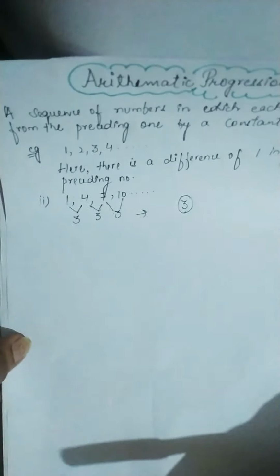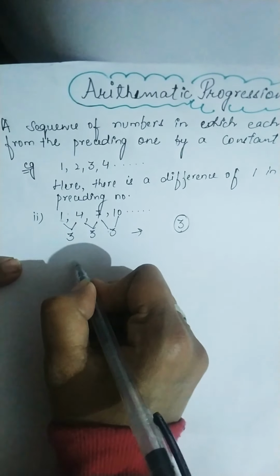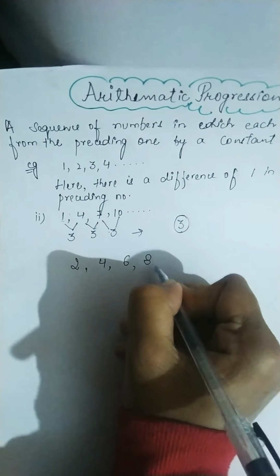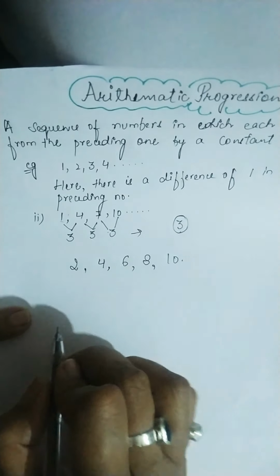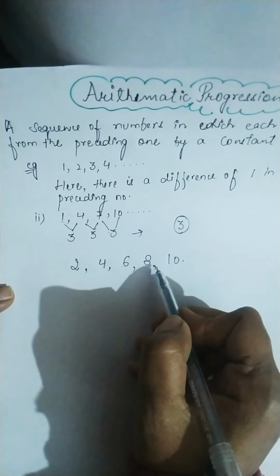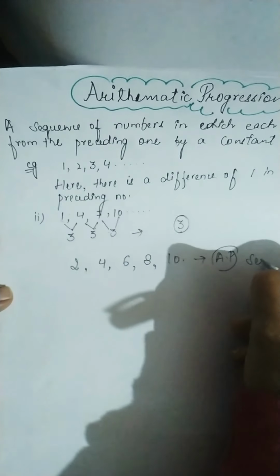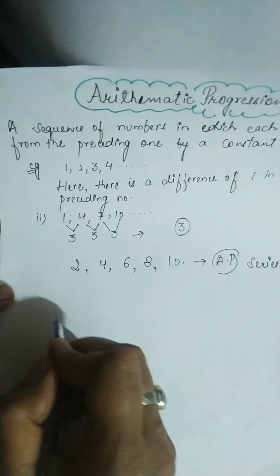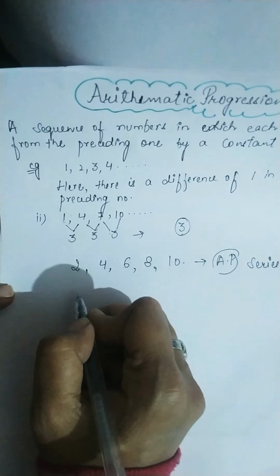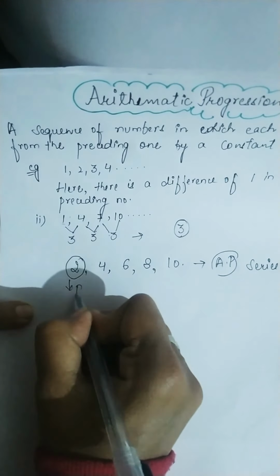Now, there are some terms in this chapter. If I write 2, 4, 6, 8, 10, first of all we'll see that there is a common difference of 2 in each pair of numbers. So it is an AP series. Now, the main terms that come in this chapter, with the very introduction part of this chapter, begin with the very first number.